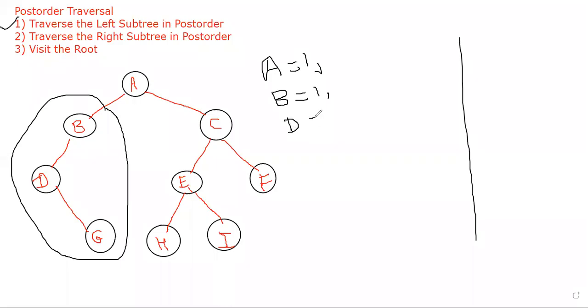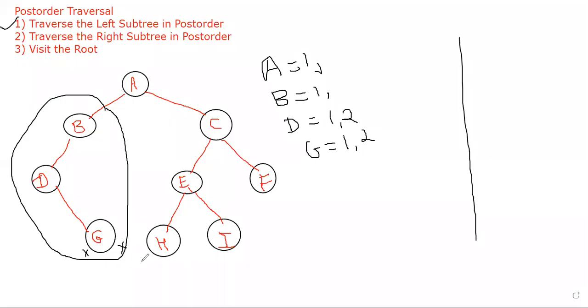So the left subtree is D. Again, we want to traverse its left subtree. We will find out that its left subtree is empty. So the first step is finished. Then we can come to the second step. The second step says to traverse the right subtree. When we are traversing the right subtree, what do we have? We have G. And for G, again we apply all three steps. The first step, left subtree, but its left subtree is empty. That's why I go for the second step. The second step says to visit the right subtree, or traverse the right subtree.